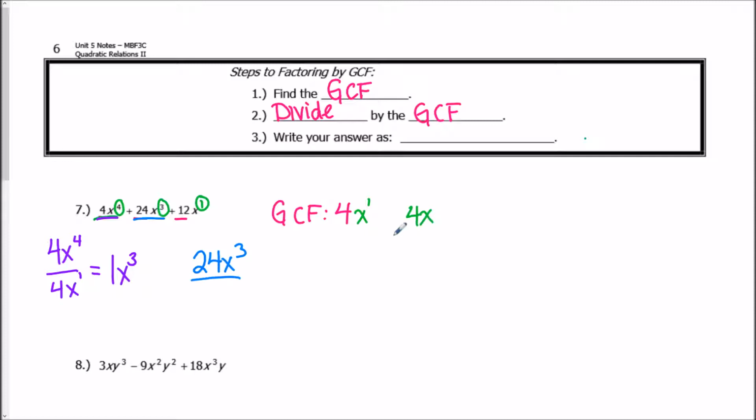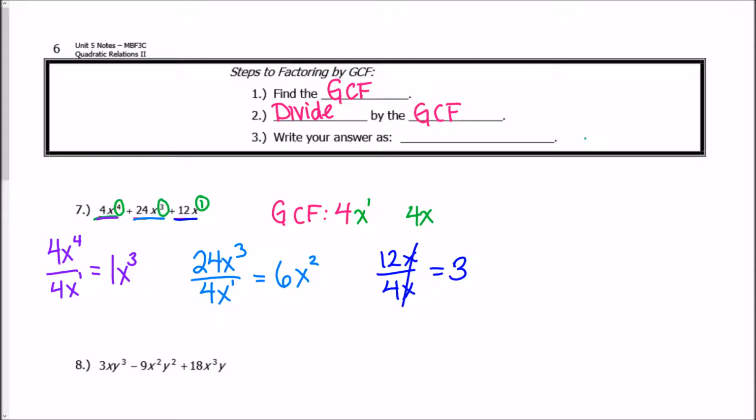And I'm going to divide that by my GCF, which is 4x. So 24 divided by 4 is 6. So I get 6x to the power of 2, because we can just subtract it. And then our last term that we have here is 12x. So I'm going to take 12x, divide that by 4x, and 12 divided by 4 is 3, and the x's cancel each other out. Okay?